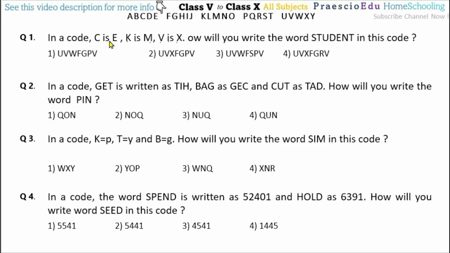So C is E. Now C is here and E is here, meaning after the C there is a second letter. So from this to this, the second letter. K and M also the second letter. Same with V and X, also the second letter. So in this way, the spelling of student, STUDENT. Now for this spelling we have to count all the letters with a second letter, meaning S.